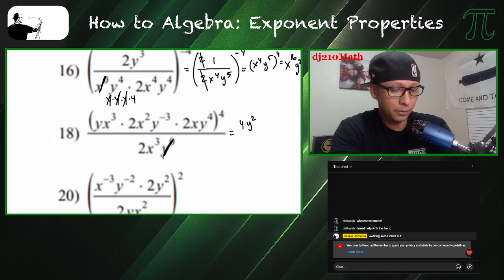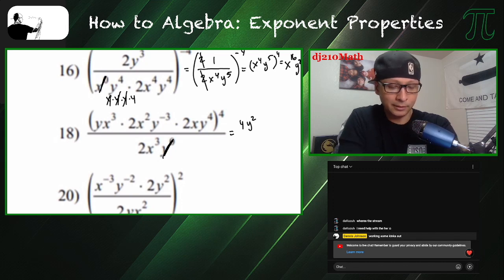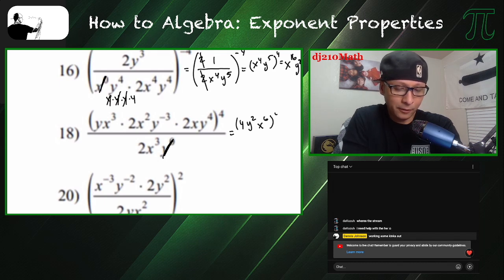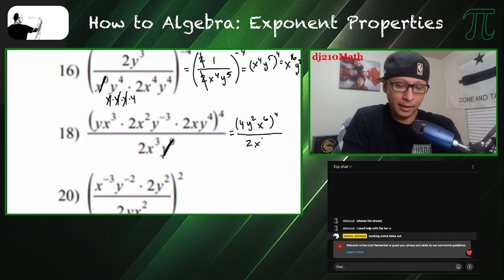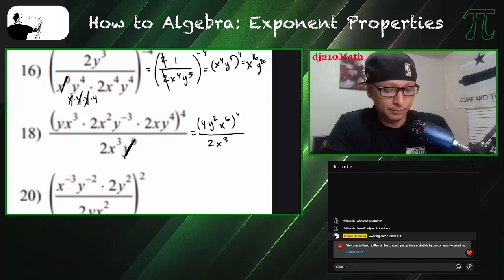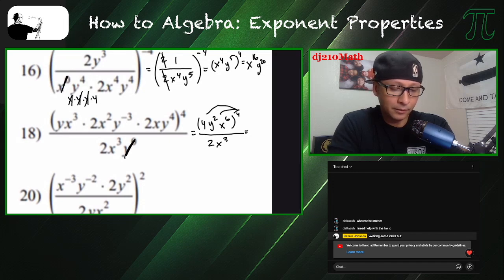Now the x's. 3 plus 2 plus 1, 6. So x to the 6th. And all of that is going to be to the 4th power, which is all over 2x cubed. Okay, we can apply the 4 to all of this. So this is going to be 4 to the 4th, y to the 8th, x to the 24 over 2x cubed.